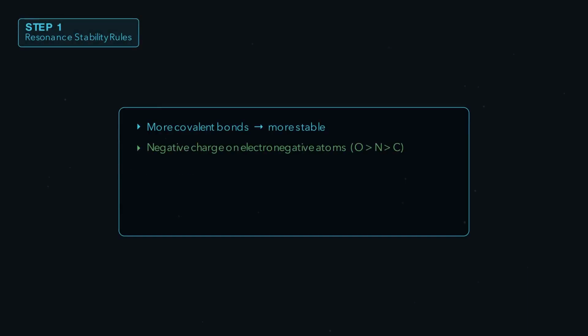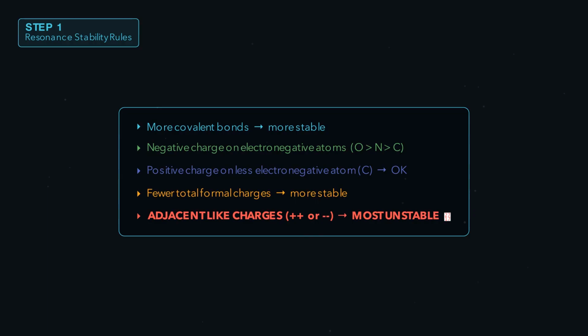Resonance structures are more stable when they have more bonds, when negative charges sit on electronegative atoms like oxygen rather than carbon, and when there are fewer formal charges overall. But the real killer rule, adjacent like charges, meaning 2 positive charges right next to each other, makes a resonance structure extremely unstable. Now let's map the charges.